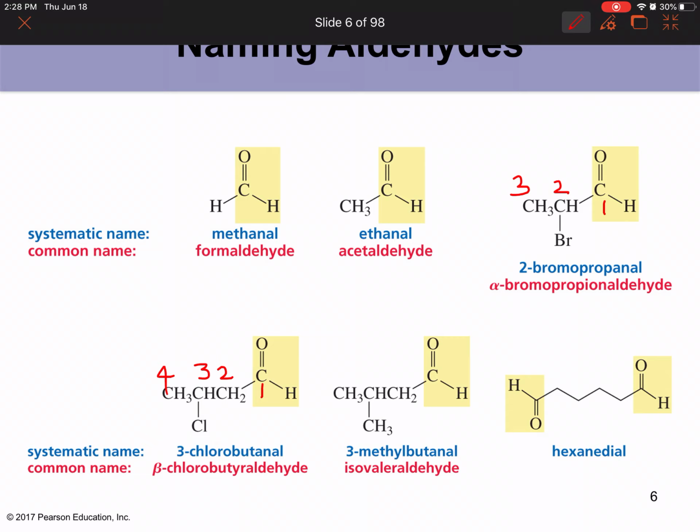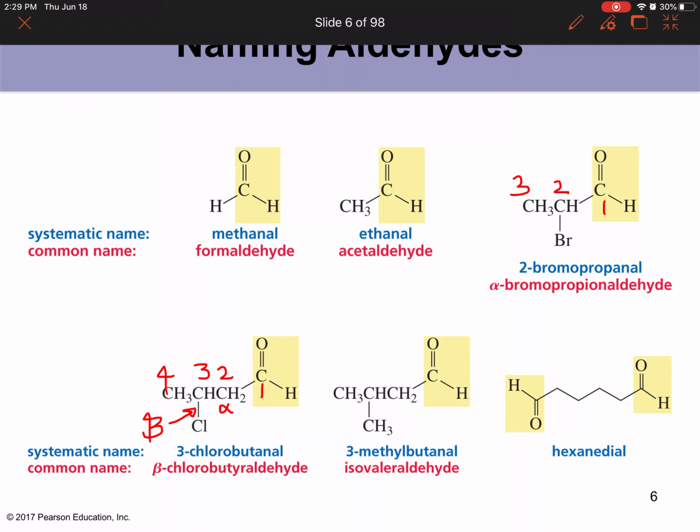We give the alpha to the carbon next to that. So this is going to be alpha. And then the carbon bearing the chlorine is going to be your beta. And then carbon 4 would be gamma: alpha, beta, gamma. So that is called beta-chlorobutyraldehyde. That's the common name.